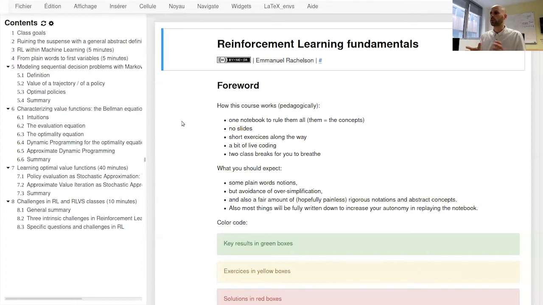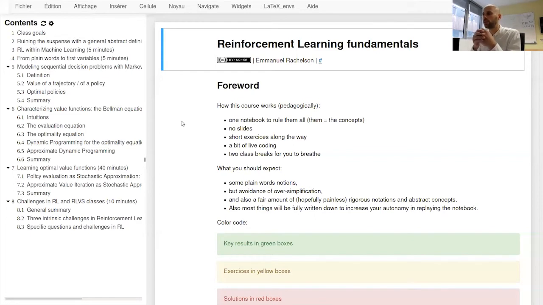A short foreword before we start diving into the topic of reinforcement learning fundamentals. This class is all centered on a single notebook, the one that you can see on your screen right now. I will unfold this notebook all along the way with you. You are strongly encouraged to download that notebook, which is available on the class page, especially because inside the notebook you have links to external polls that will allow us to interact together.